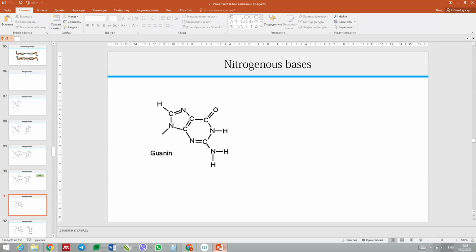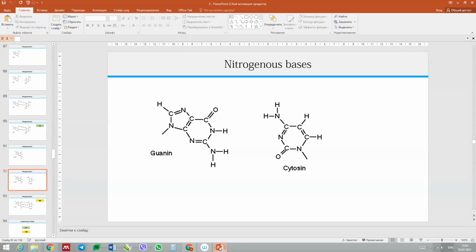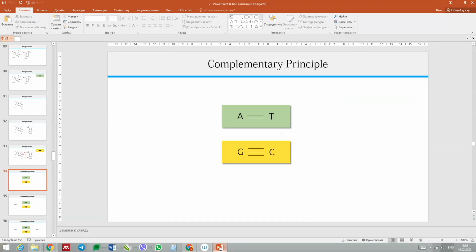A similar situation is relevant for guanine and cytosine. Due to their special three-dimensional chemical conformation, they match each other, and it is possible to create even three connections between them. So as a general rule that you should remember, adenine is connected to thymine with two connections, while guanine is connected to cytosine with three connections. And this is the way how one chain of DNA is connected with the second chain of DNA.